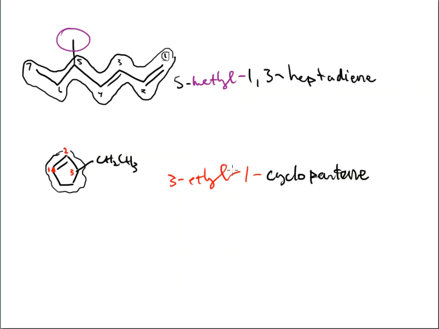All right, so there you go. That's how we treat double bonds in a ring. You have to go through the double bond for the numbering to count.